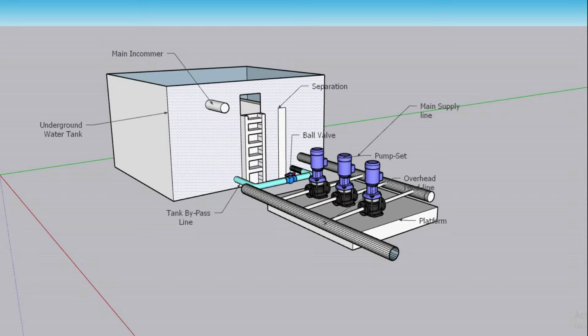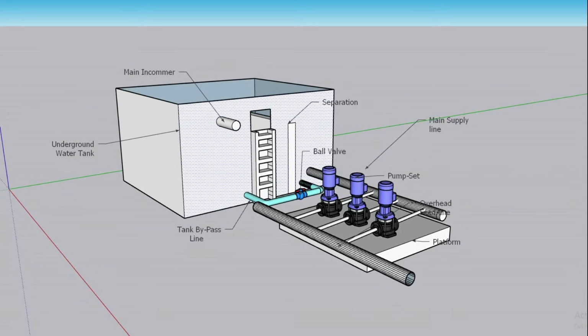In this section we're going to discuss whatever is on the screen. In the next section we're going to discuss the overhead water tank. So what actually happens?